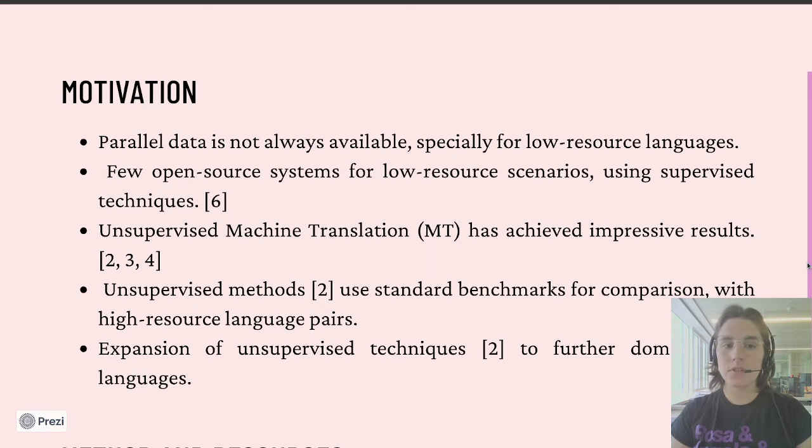Another line of research is unsupervised machine translation, which relies only on monolingual corpora and has achieved impressive results in recent years. Now, unsupervised methods use standard benchmarks for comparisons, which means that they use high-resource language pairs such as English and German, and they are not actually low-resource. So in this work, we have expanded the use of unsupervised techniques to further domains and languages.